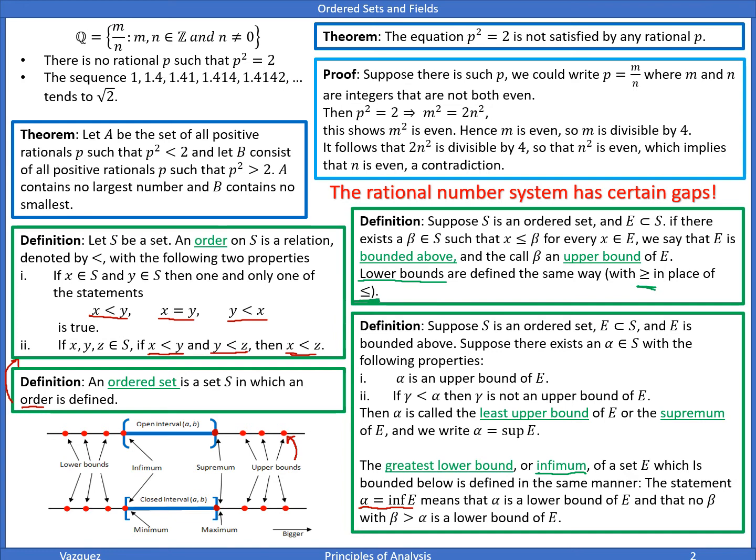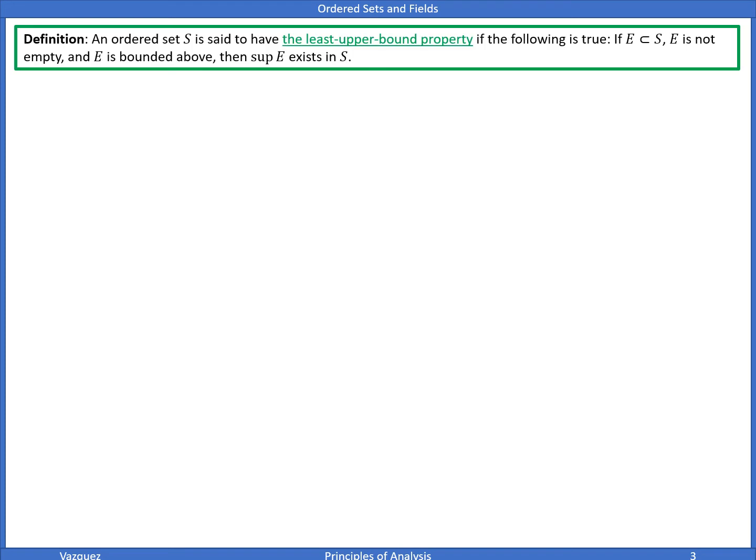Okay, so we move on to definitions, as this is pretty much just a preliminary lesson. An ordered set S is said to have the least upper bound property if the following is true. If E is a subset of S, E is not empty, and E is bounded above, then the supremum of E exists in S. This is a really important property, the least upper bound property. So if you want to pause a bit and digest it, go ahead.